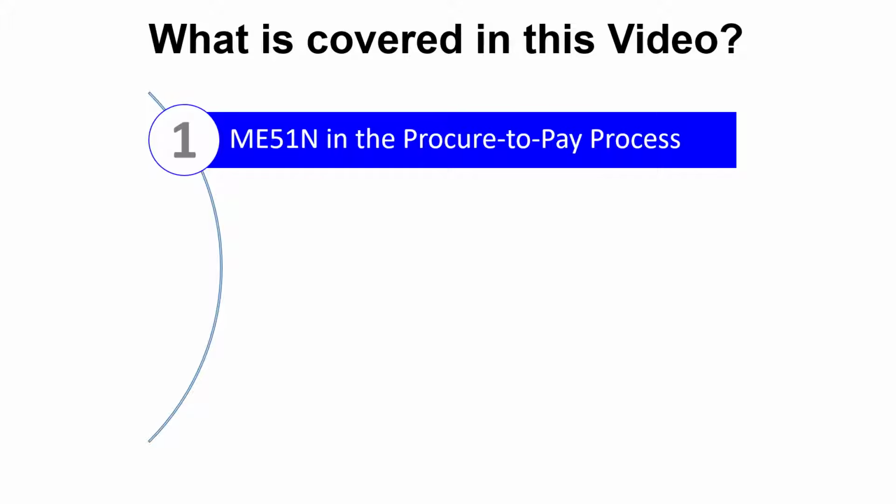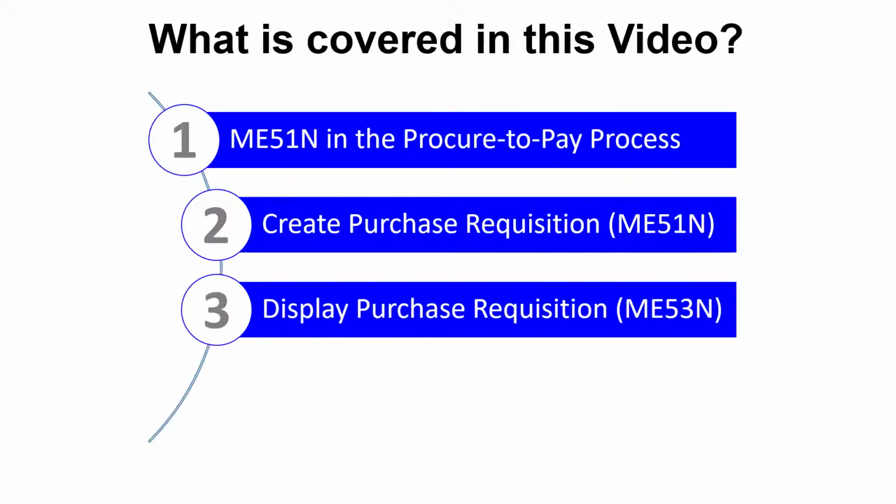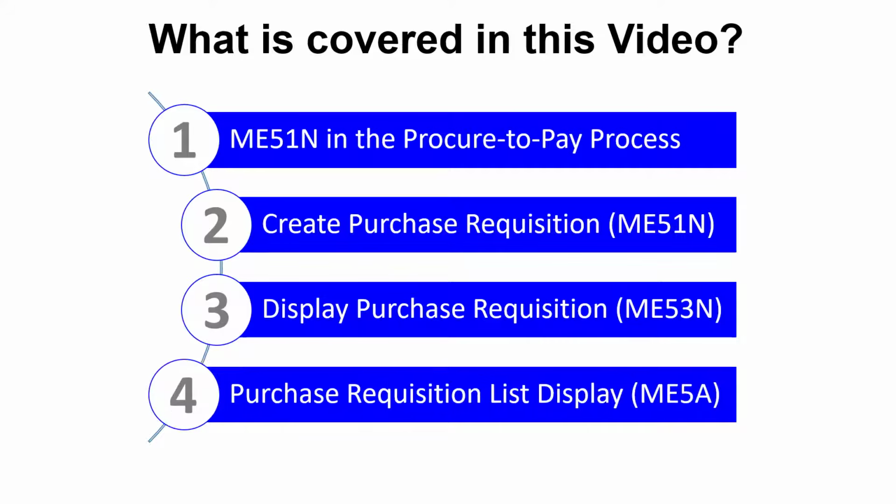We'll start by confirming where transaction code ME51N fits in the Procure-to-Pay process. We'll then move on to the practical component of the video, creating a purchase requisition in SAP using transaction ME51N. Once the purchase requisition is created, we can then display it using transaction ME53N. And finally, we'll take a brief look at the purchase requisition list display, transaction ME5A.